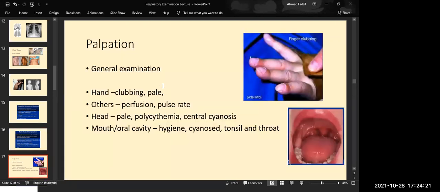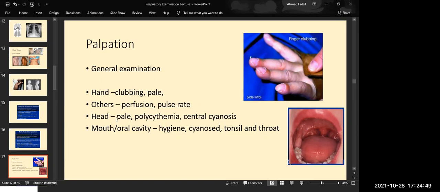And then for the patient, always start with general examination. In our country, you start with the hand first. Look for clubbing, and check the pulse and perfusion. If the pulse rate is increased, the child is not well, with fever or hypovolemia.